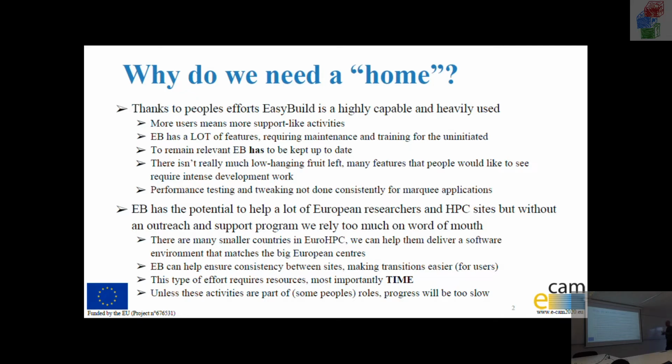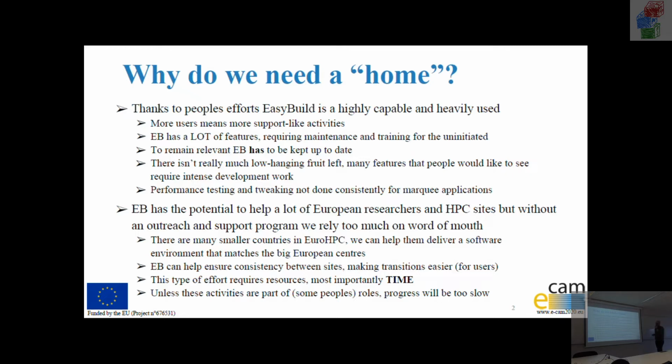And then, to remain relevant, especially to newcomers, it has to be kept up to date. This is the whole process of releasing new toolchains every 6 months. There's significant effort involved in that, but to be relevant to newcomers, it has to be up to date. And then on the development side, I don't know how much low-hanging fruit there is left. I think we've done a lot of that, and the things that people are asking for now are not that easy to do anymore. They require significant development work, and the time to do that kind of work is hard to come by.